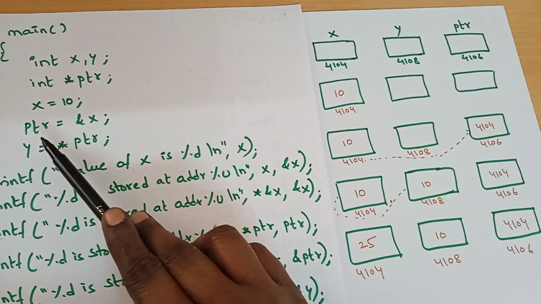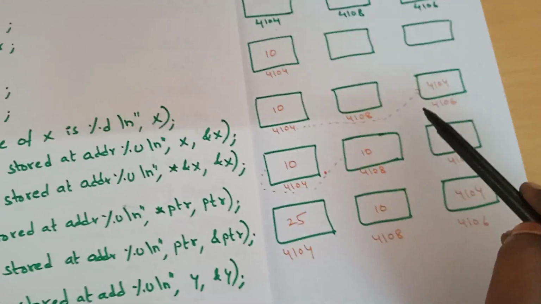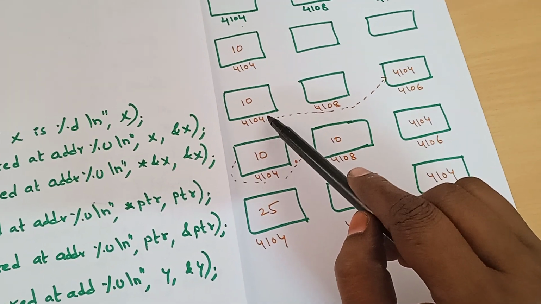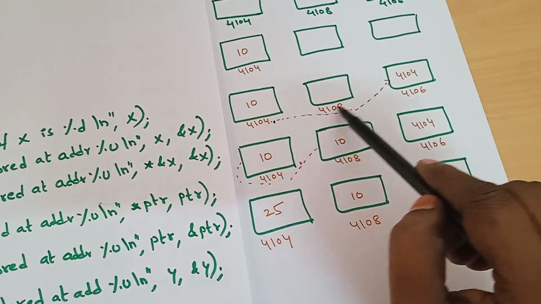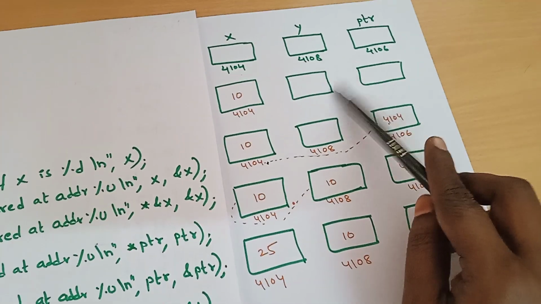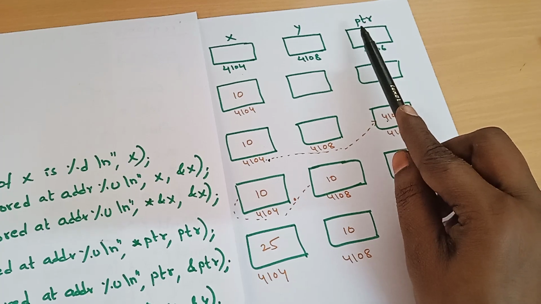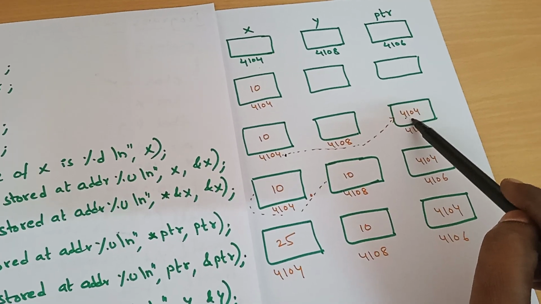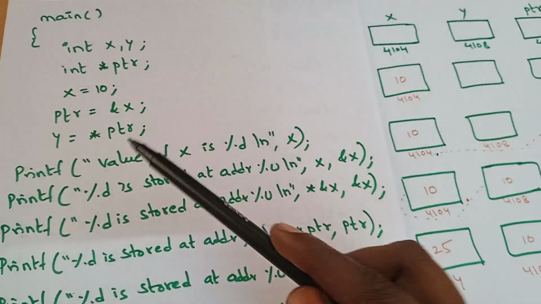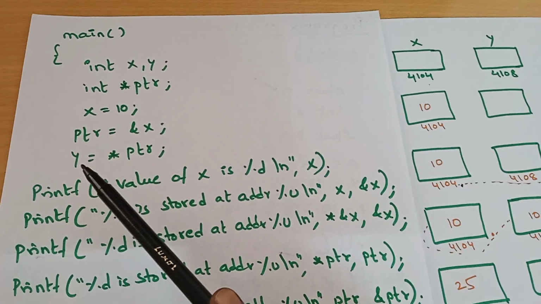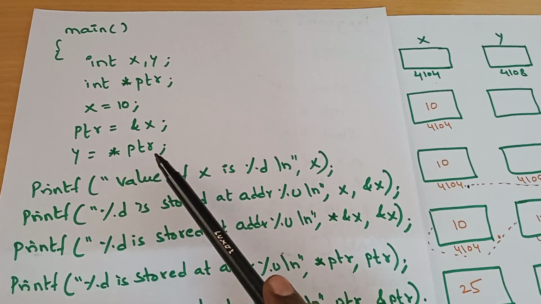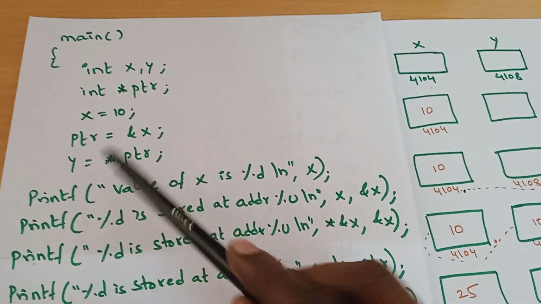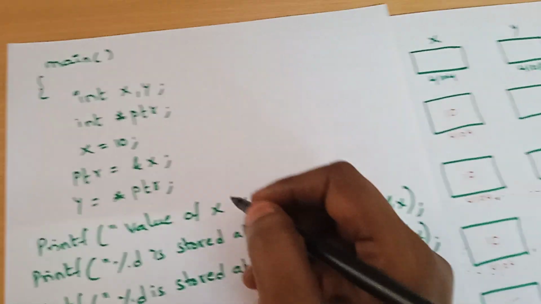Now the value of the pointer variable is what? Look here in the description. The address 4104, that is the address of x, became the value of ptr. Now this is ptr. The ptr value is updated with the address of x. Now again look at y = *ptr. What does it mean? ptr is what? The address of x. Now look at this.